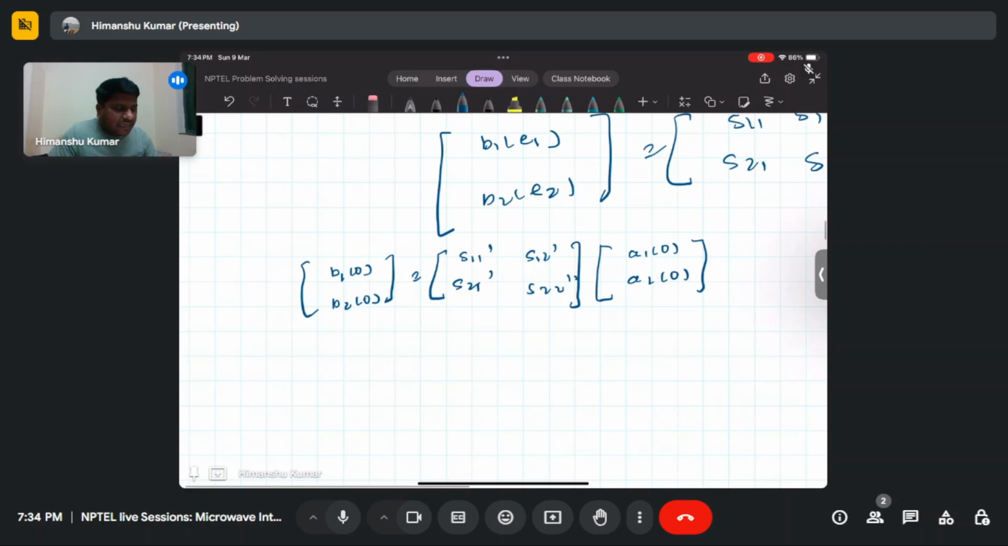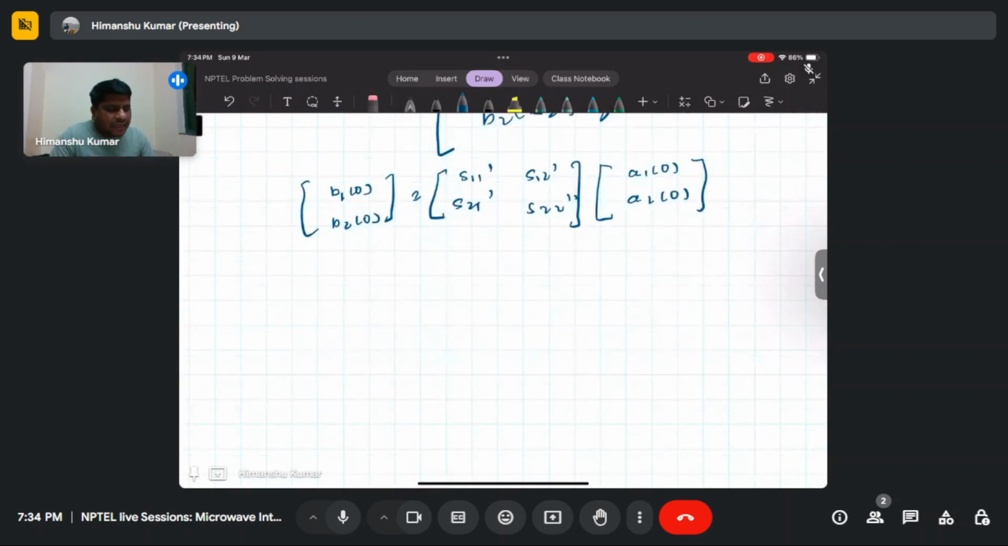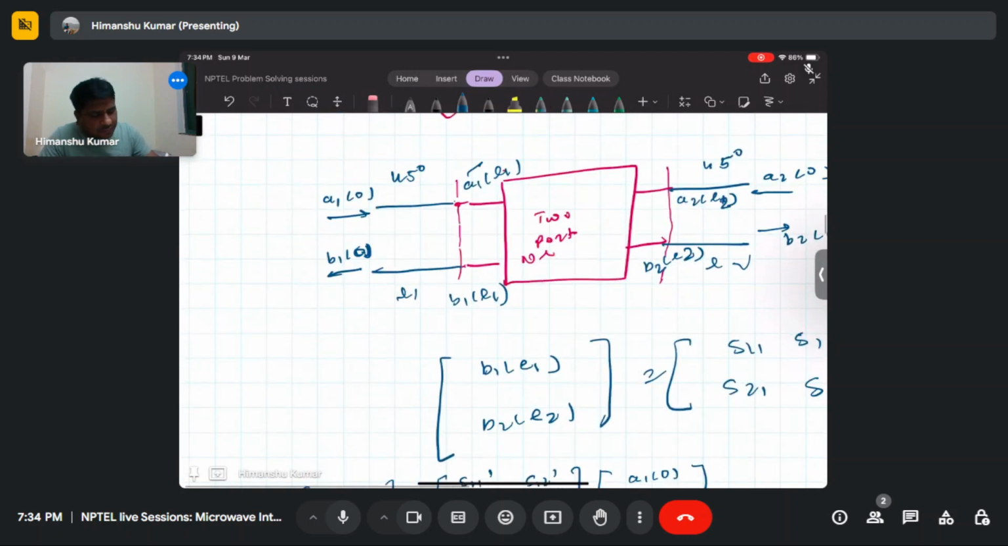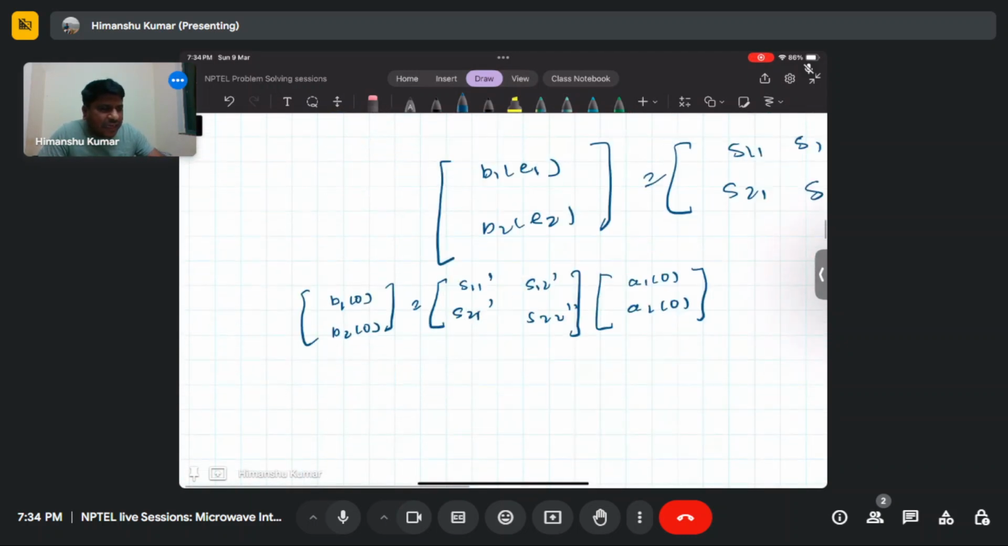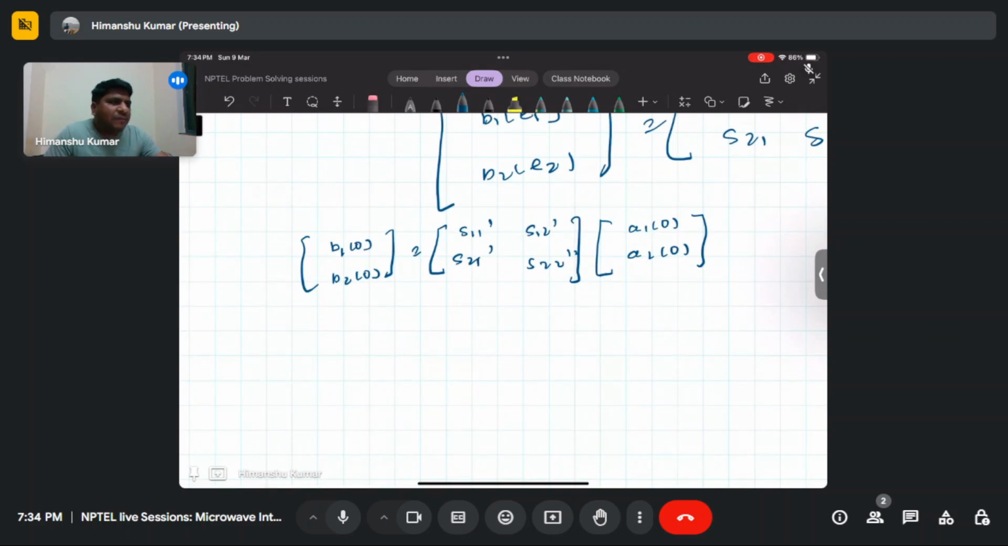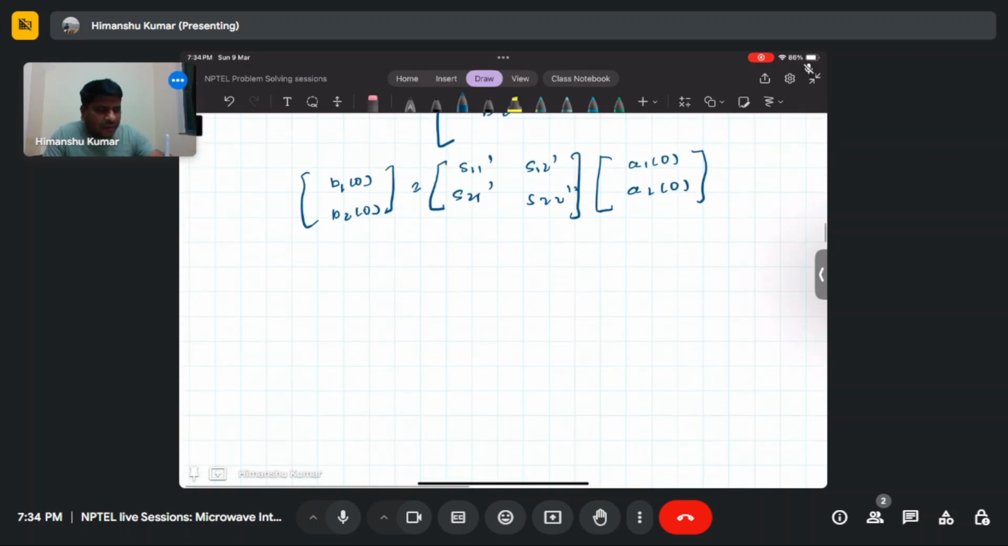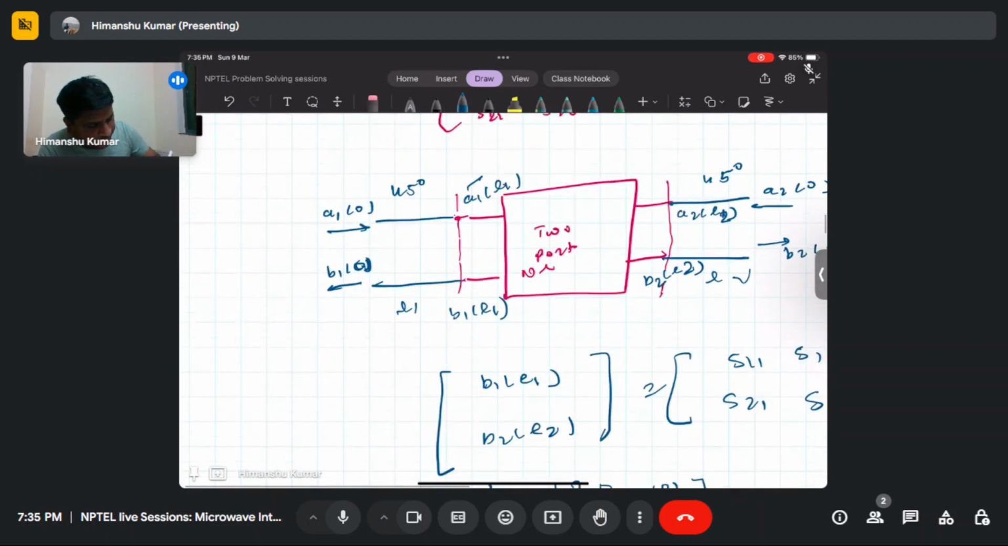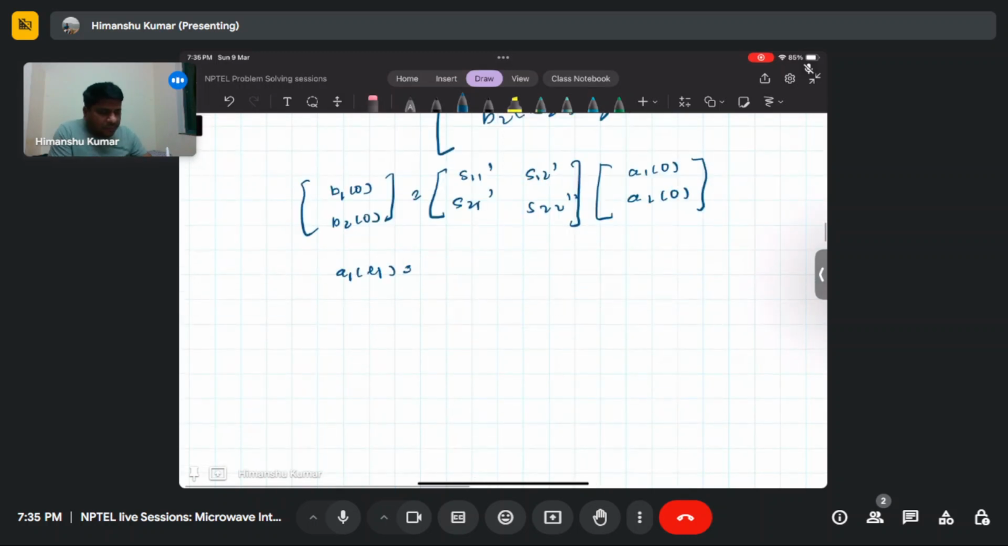So now if we move theta length away from this line, we can write B1 L1 in terms of A1 naught. We can write A1 L1 will be equal to, from here to here we are moving in the right direction, so the exponential of minus theta term we will take. So this will become A10 times exponential of minus j theta 1.